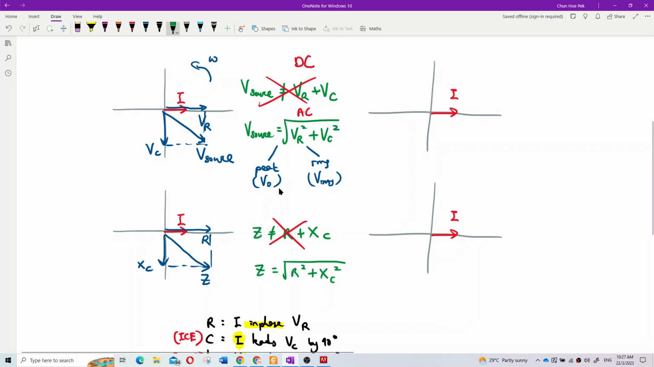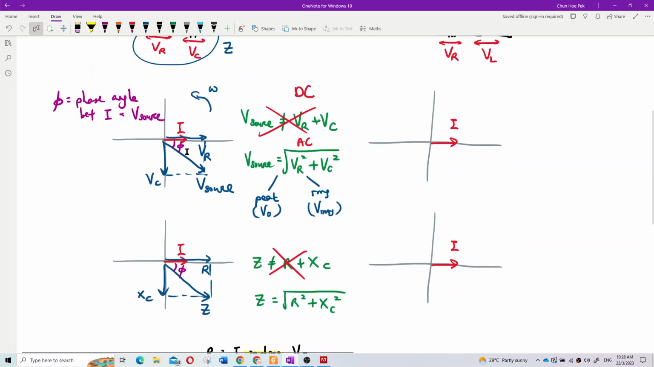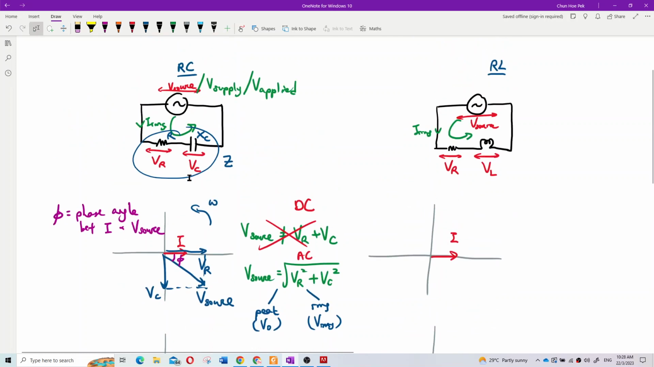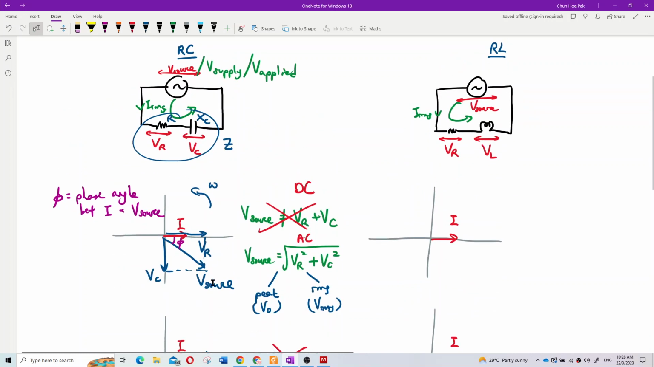Pythagoras theorem. Okay, one more thing, class. Here you have phi. Here you can find the phi. Phi is what we call the phase angle between current and V source. That's the phase angle. So if you see like this, you can see who is leading. Current or V source?